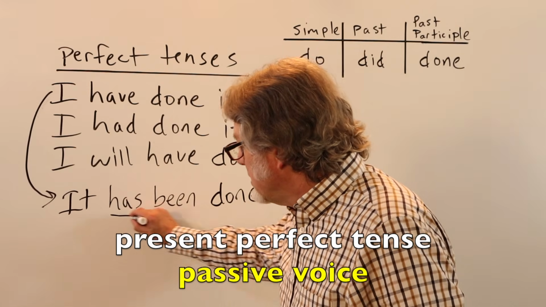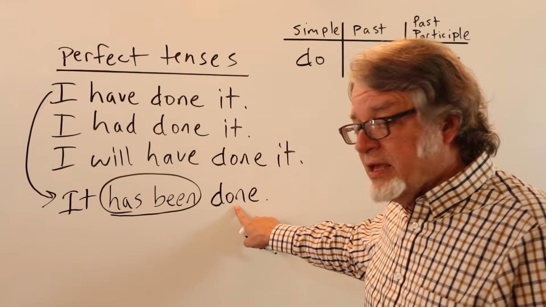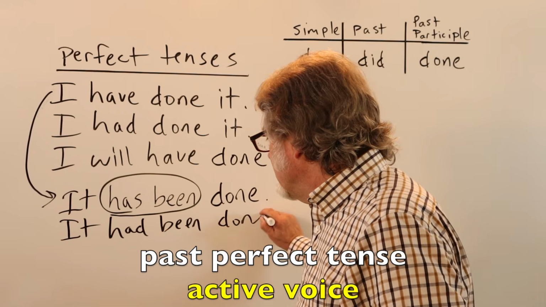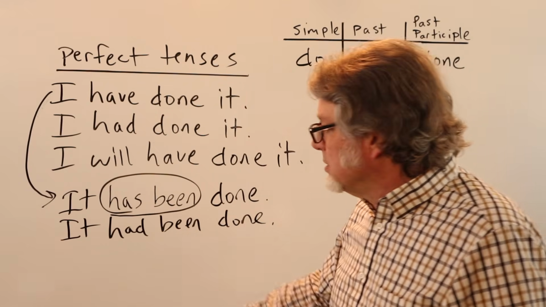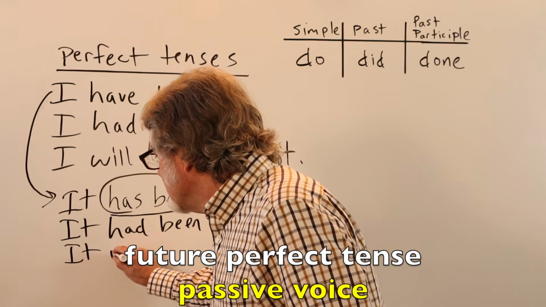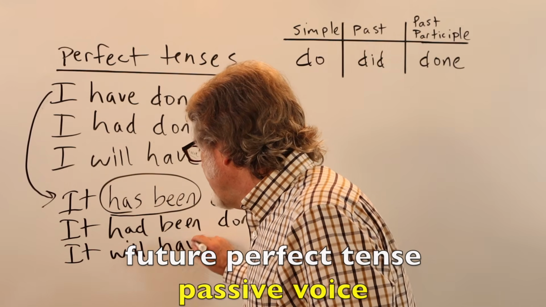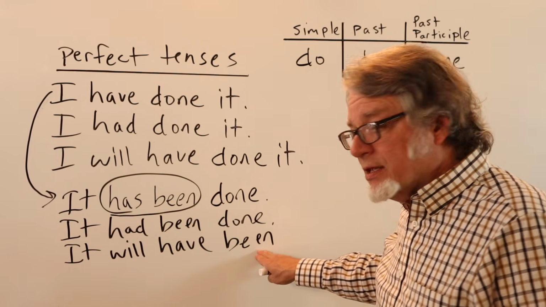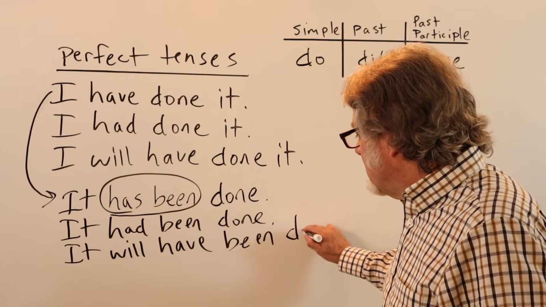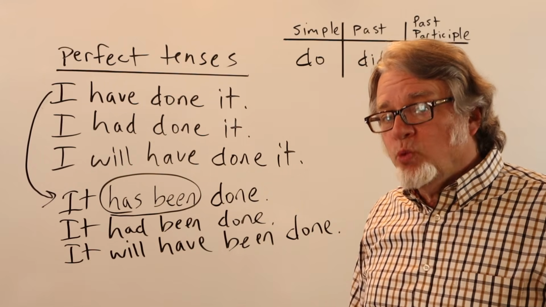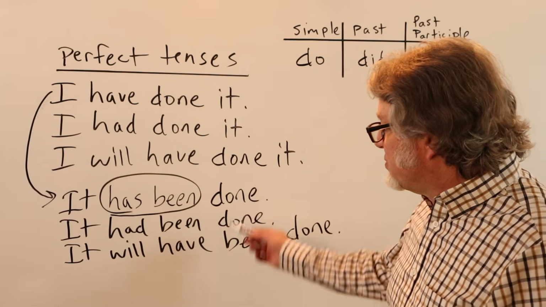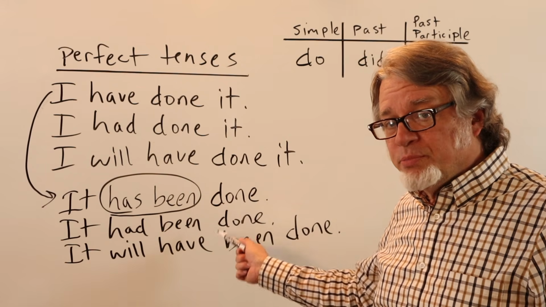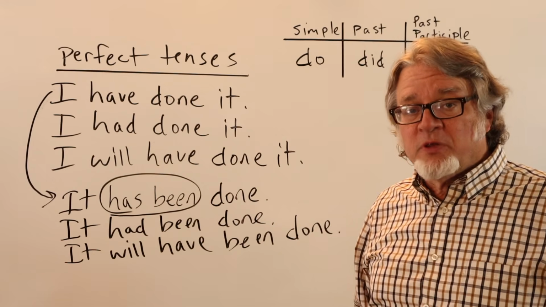Here's the verb be, and then here's the main verb. It had been done. And in the future, it will have been. Here's the future perfect tense, and then the main verb, done. It will have been done. Notice that in each of these, we don't identify the person who is responsible for the action.